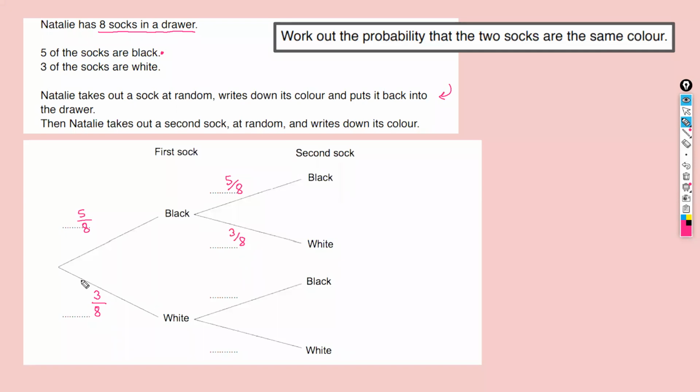And the probability of picking a white one is 3/8. Now the same thing can happen with the white scenario. You can pick a white sock first, and then afterwards you have another pick. So picking a black is 5/8, and picking a white is 3/8. So we just completed the diagram there for the examiner. Usually completing the diagram, you get about 2 to 3 marks for just completing the diagram.